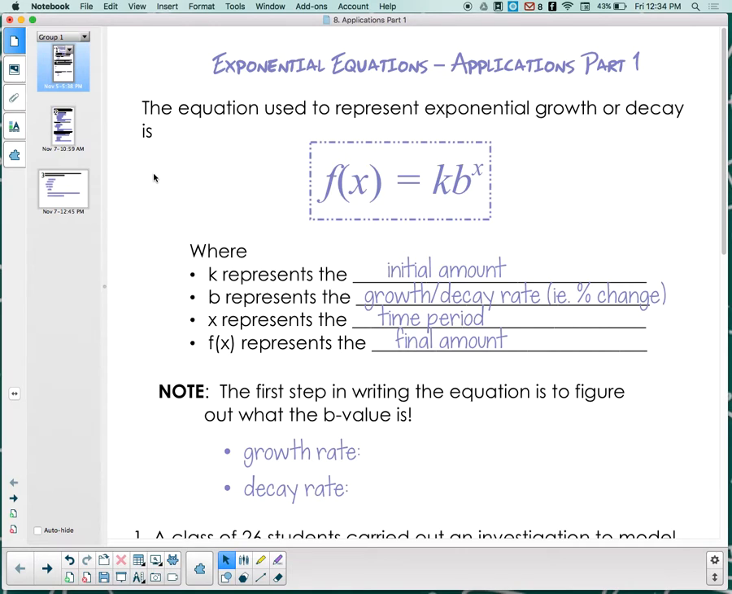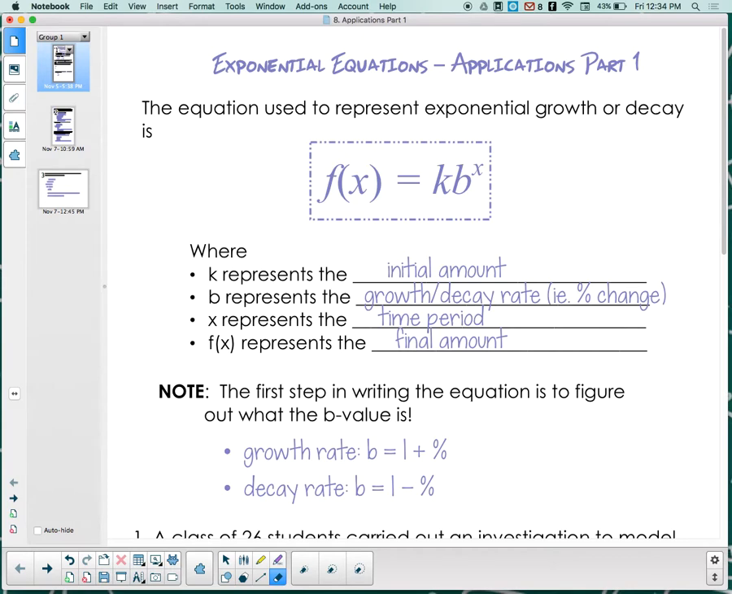In the questions, you will be given a percentage. So something is increasing by a percentage or decreasing by a percentage. That is not officially your b value. To find the b value, if it's a growth situation, your b is going to be 1 plus that percent change. If it's a decay situation, a decrease, then your b is going to be 1 minus your percent change.